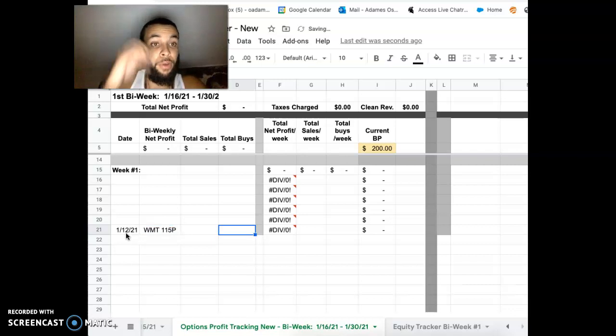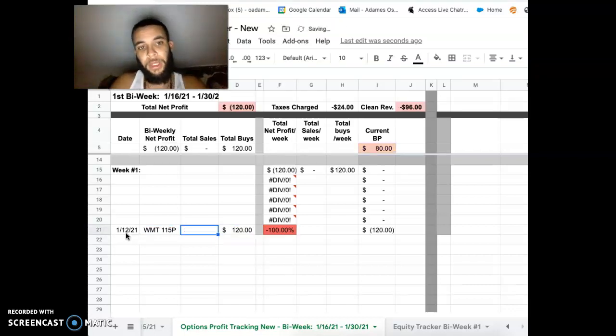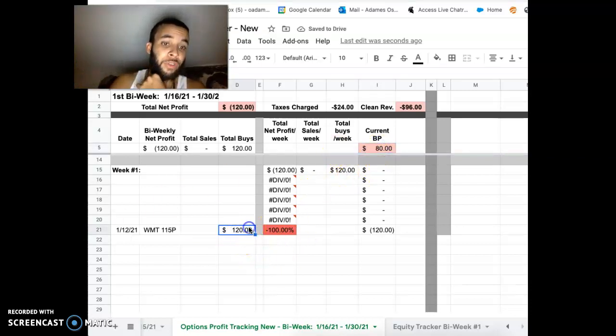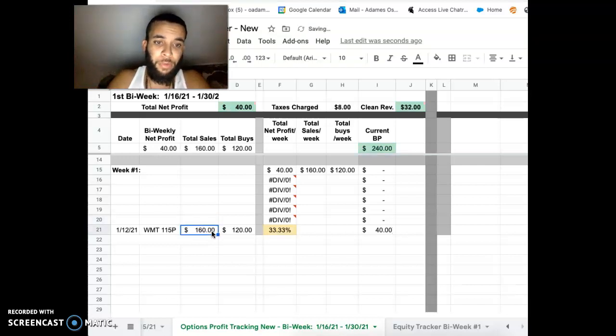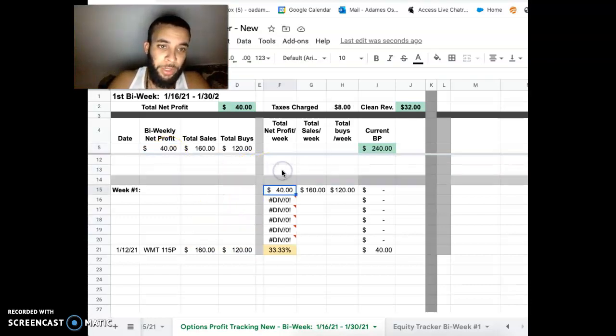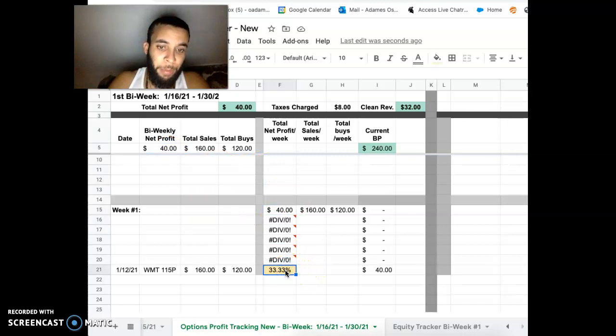If I buy my put for, let's say, 1.20, I'm going to put it for $120. Automatically, it's telling me that my buying power is $80 because I already used $120 of the buy, right? But let's say the put worked out well, and I sold it for $160. Boom. $160, $40 profit. It automatically gives me my percentage, it automatically gives me my gain. So the $40 was the gain from that trade.